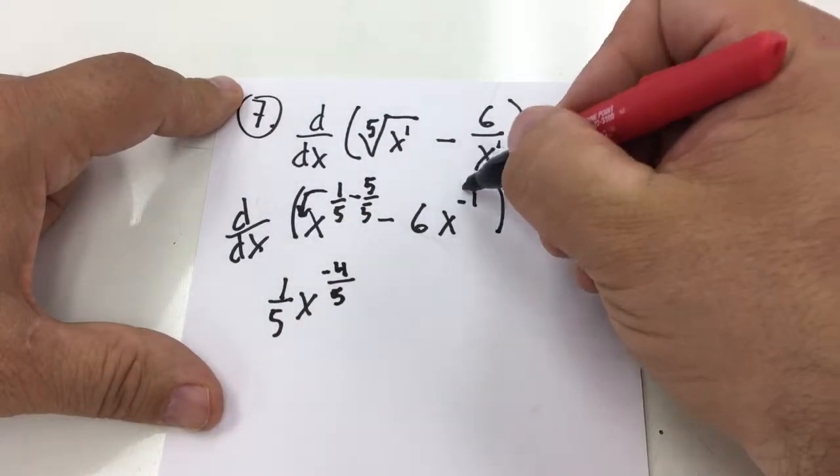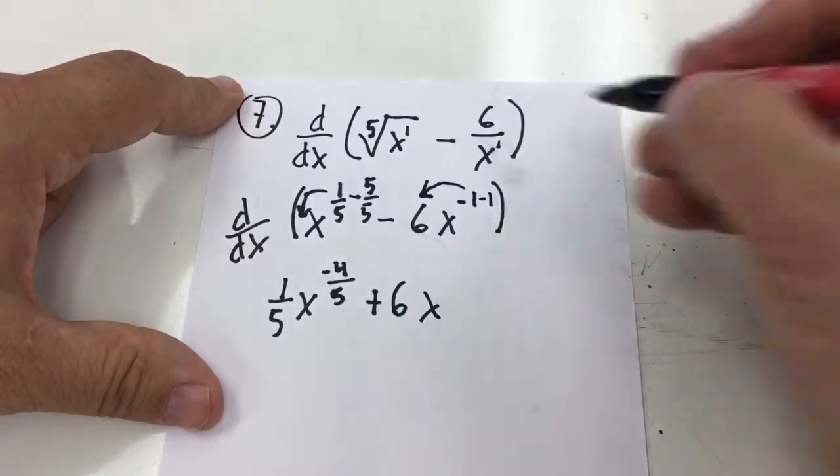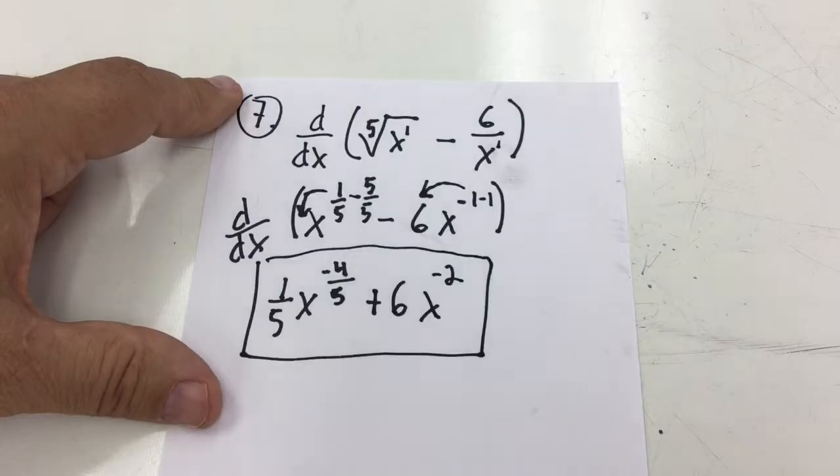Now the derivative of the back term, negative 1 times negative 6, that's going to give me positive 6x. Come up here, subtract 1 from negative 1, and that's going to give me x to the negative 2 power. So that's the derivative of a radical function and a fraction.